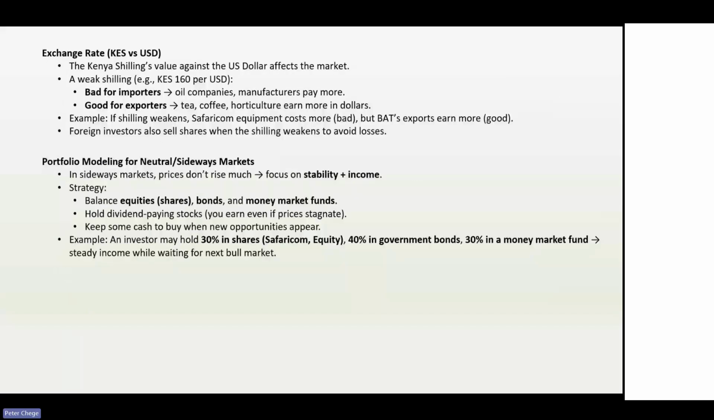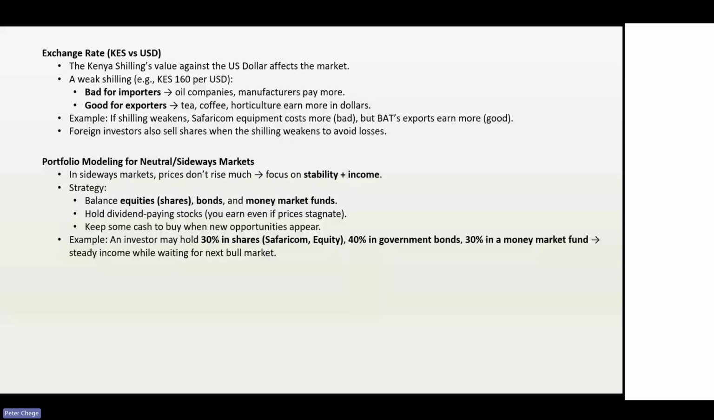We also have an exchange rate between the Kenya shilling and USD. It affects the market. If the shilling weakens, that means $1 is at a higher Kenya shilling. It's bad for importers. Remember, they are paying more. And who are these companies which manufacture? They are the ones which are listed at NSE. They have more expenses. They are not making profit.